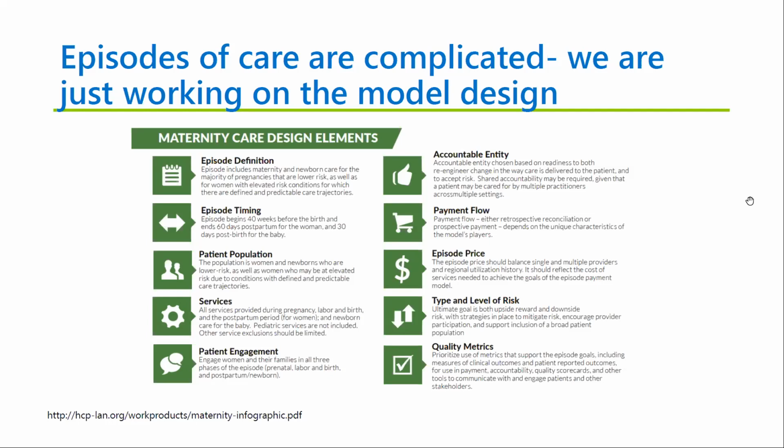And I'm trying to think if there's anything here that I could call out as a specific example. Some of them for the maternal care model are pretty easy, like the patient population. We know who we're talking about. The episode timing, again, pretty easy with pregnancy. It's pretty evident when pregnancy starts and ends. We have 12 months of coverage for the endpoint of our episode timing on the postpartum end. So that's pretty straightforward. The services piece, that's complex. Type and level of risk.